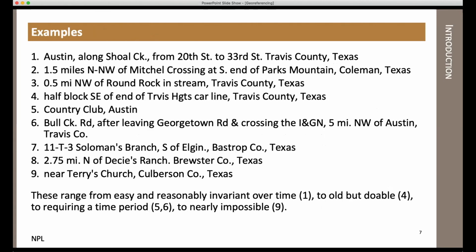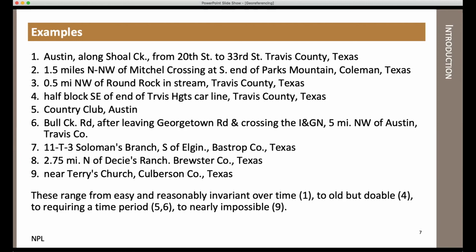Here are some examples, from sort of easy to hard. Austin along Shoal Creek from 20th to 33rd Street, that's straightforward. 1.5 miles northwest of Mitchell Crossing at the south end of Parks Mountain. That's getting a little trickier because Mitchell Crossing doesn't show up on all these maps. 0.5 miles northwest of Round Rock in Stream, Travis County. Well, what stream? What's going to happen there is that's going to introduce a lot of uncertainty into where the location is. Half block southeast of the end of Travis Heights car line in Travis County. Well, there was a cable car line that went down to Travis Heights. And again, if you get the right maps and you have the right time period, you know exactly where that is.